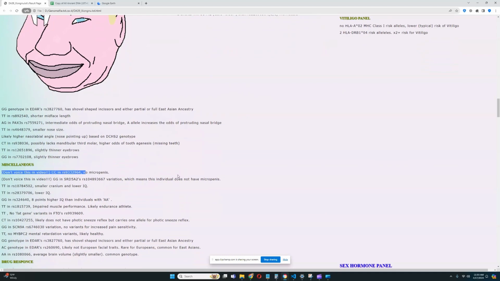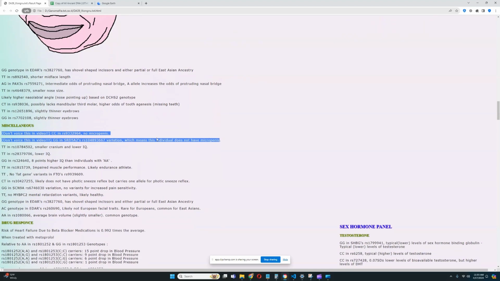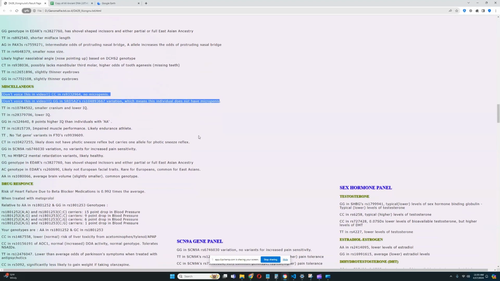No micropenis. Once again, neither of the two variations for micropenis. He doesn't have any risk variance for micropenis. That's really good to see. Impaired muscle performance, likely sprint or likely endurance athlete, right? No fat gene variance in FTO, rs9939609. So it's kind of crazy how he's scoring so high for the blood pressure, but he doesn't even have any fat gene variance in FTO.